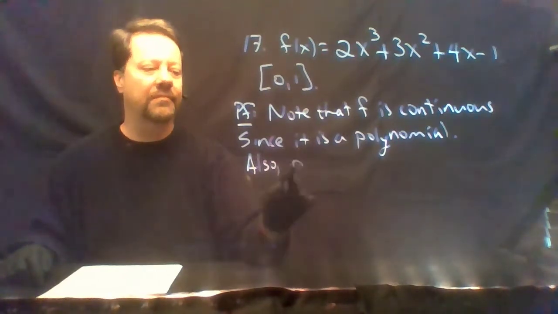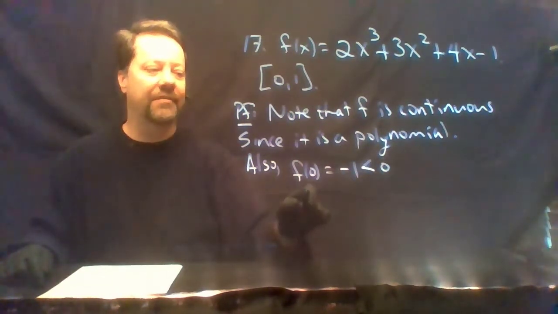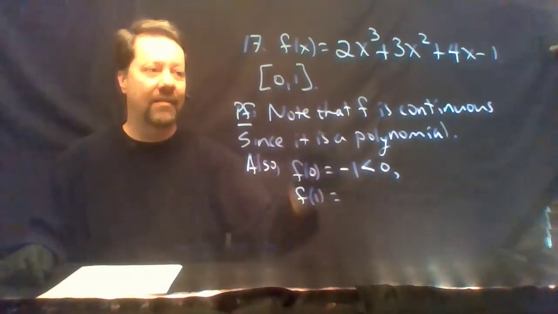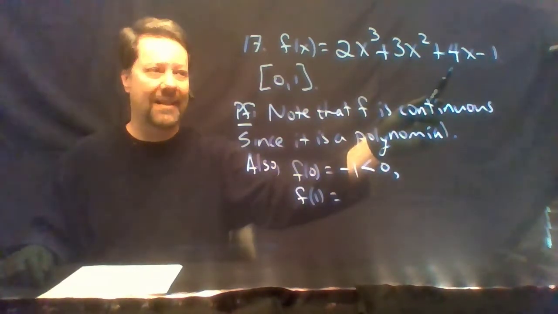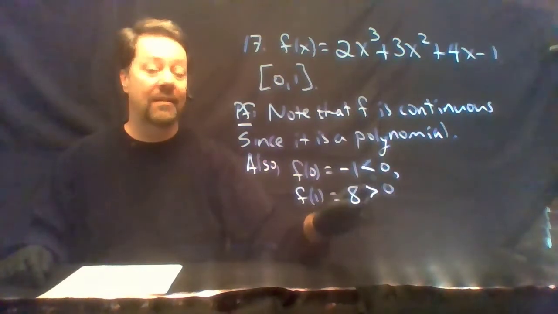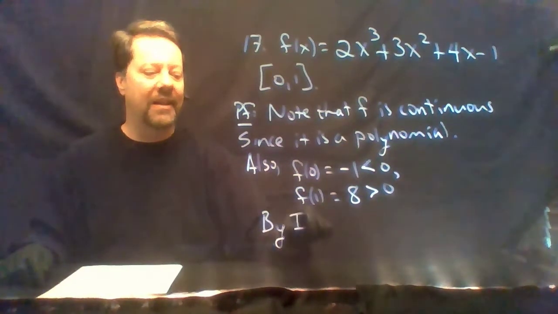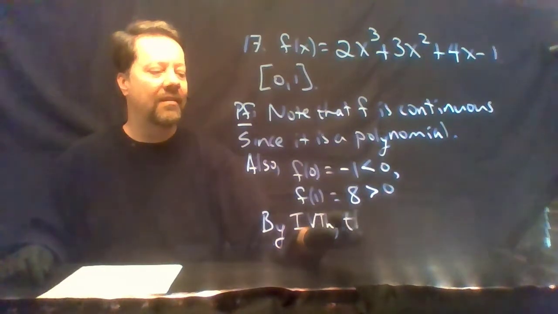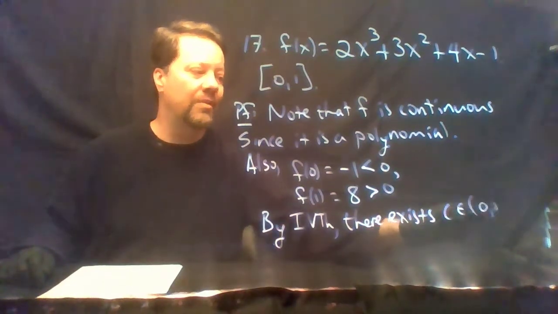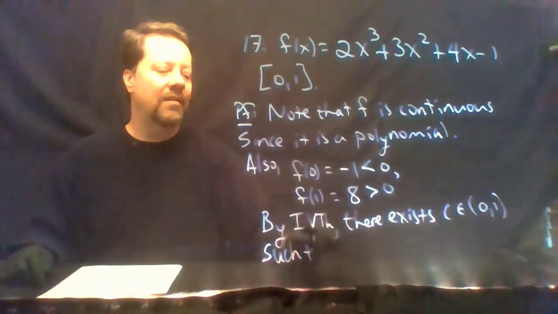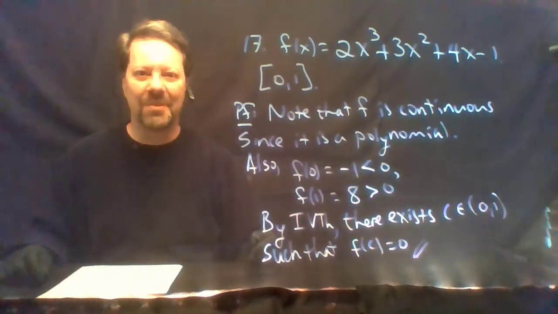Also, f at the left-hand endpoint 0 is minus 1, and that's negative. f at 1, the right-hand endpoint, is 2 plus 3 is 5, plus 4 is 9, minus 1 is 8. And that's positive. 0 is intermediate to the negative 1 and the 8. So, by the intermediate value theorem, there must exist some point c between 0 and 1 such that the height at c is 0. And that's the end of the proof.